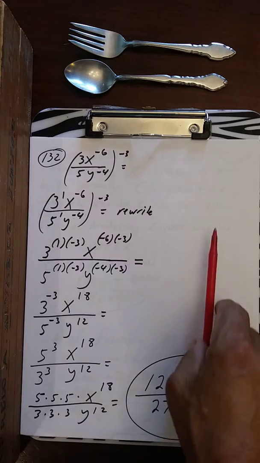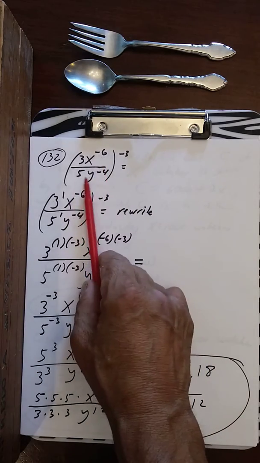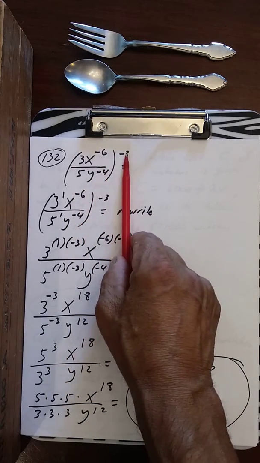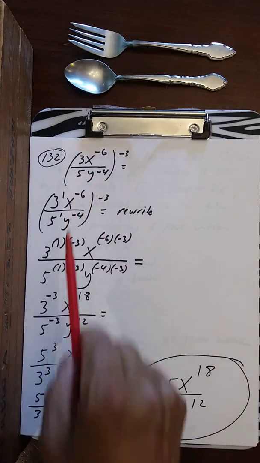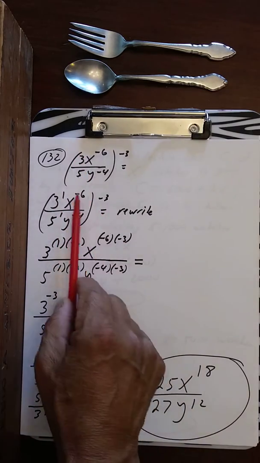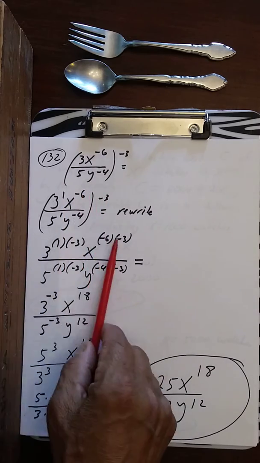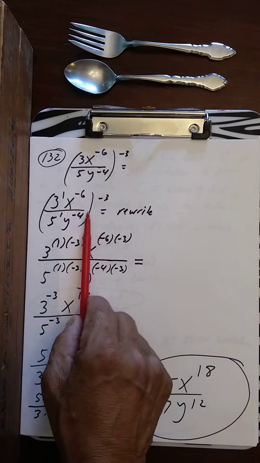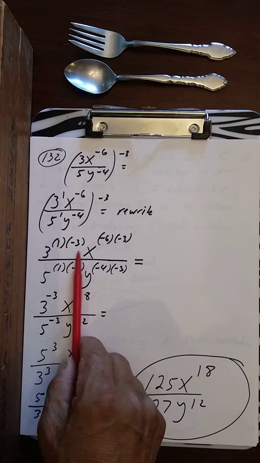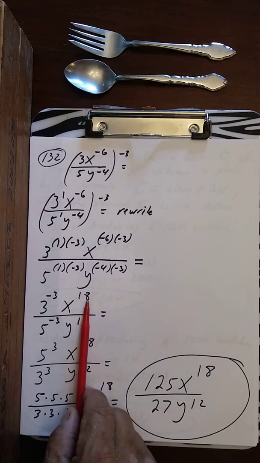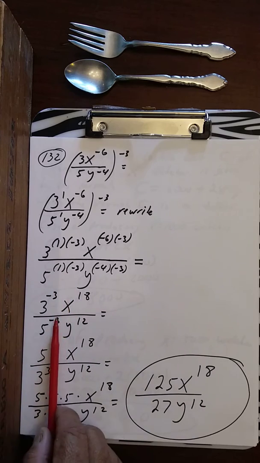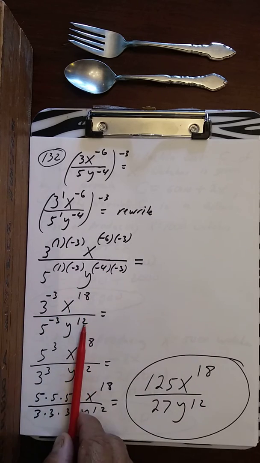Next one. 3x to the negative 6 power, 5y to the negative 4 power, all to the negative 3 power. We're going to have to multiply. First, let's do this. Put 1 power where there's no number indicated. So negative 3 times 1, negative 3 times negative 6, negative 3 times 1, negative 3 times negative 4. So now we're going to simplify this. Negative 3 times that is negative 3. Negative times negative is a positive 18. Negative times positive is negative. And negative times negative again, positive 12.